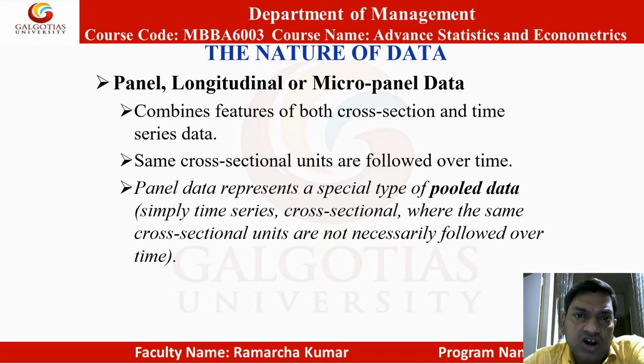Panel, longitudinal or micro panel data combines features of both cross-section and time series data. So if you have features of both, we call it panel, longitudinal or micro panel data. Here the same cross-section units are followed over time. Pooled data is a special type of data, combining time series and cross-section, where the same cross-sectional units are not necessarily followed over time. So if that is the case, we call it pooled data, as distinct from panel data.